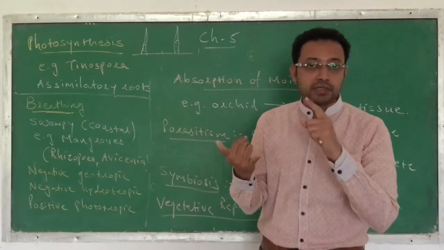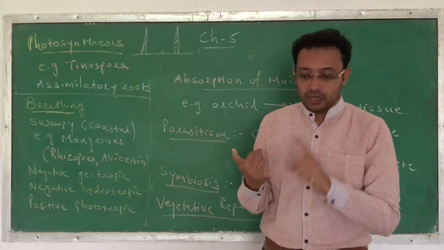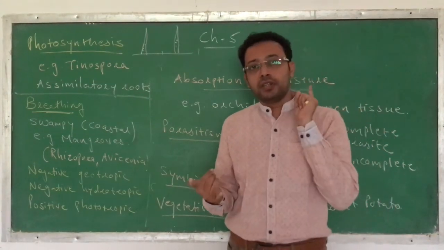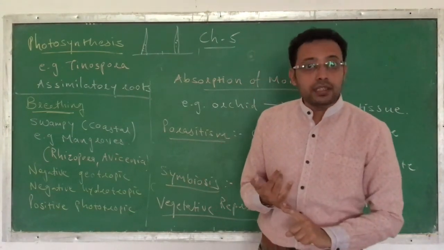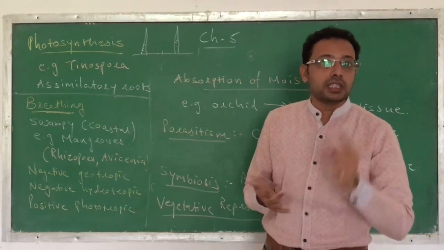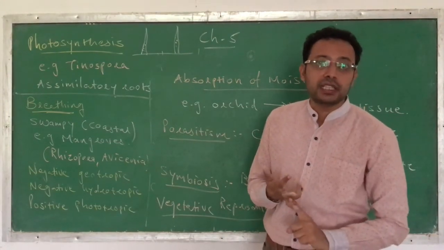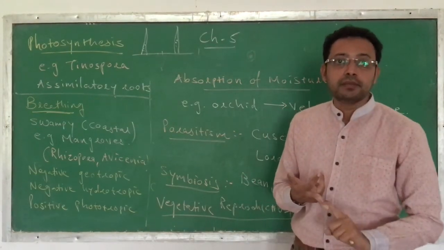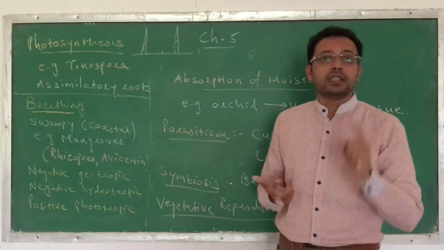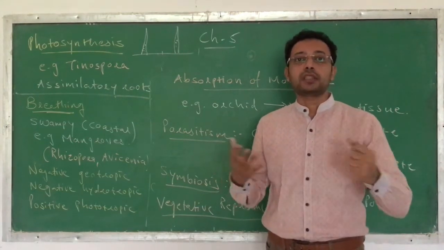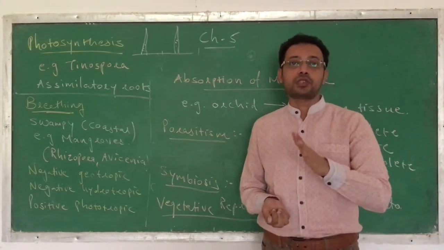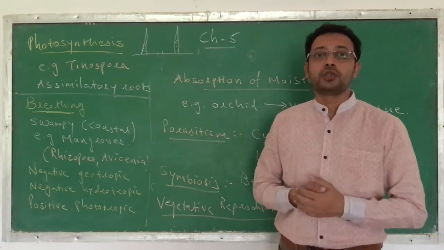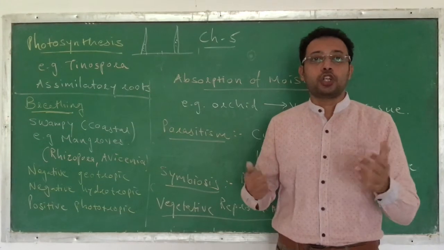Here I am just listing out the special functions of a root. First is storage of food, second support, third climbing, fourth photosynthesis, fifth breathing, next absorption of moisture, next parasitism, next symbiosis, next vegetative reproduction. These are the functions. So you have to remember the functions and their examples. These are the special functions for which the roots have been modified. So that's all about the root.